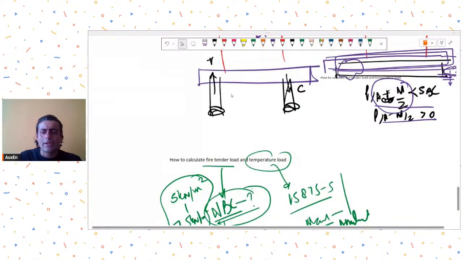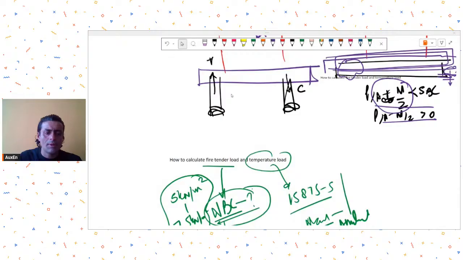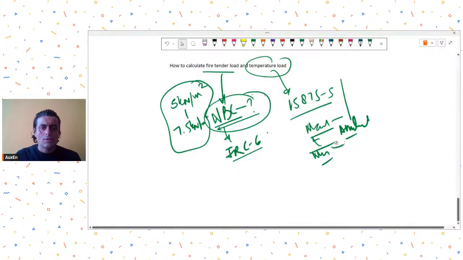Generally, you should apply the temperature loads to exposed areas. It's not required to apply temperature loads to each and every element. Generally, to exposed areas, you may think of applying it. All right, so this was his query.